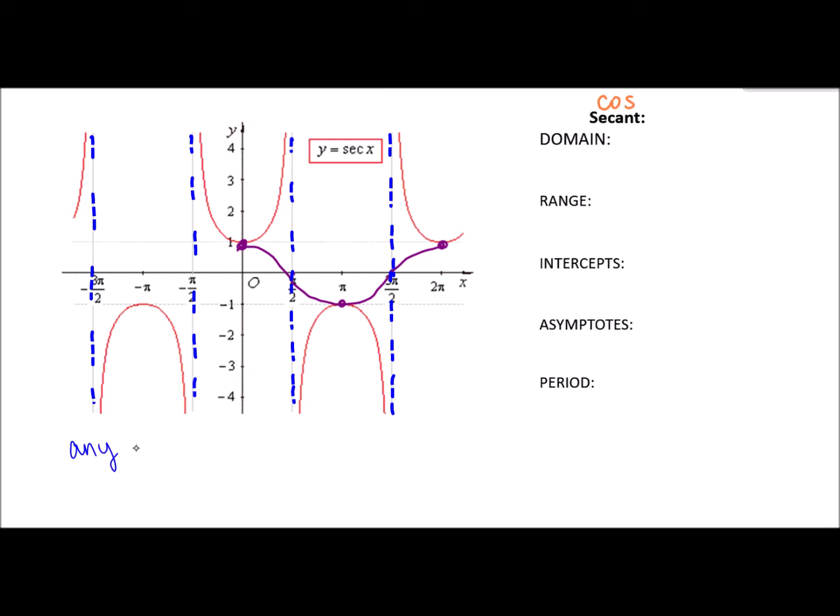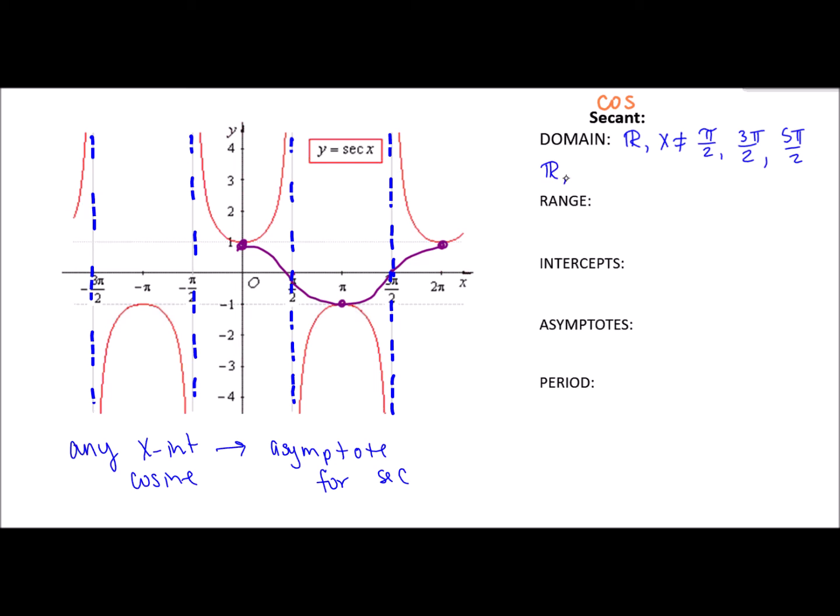Any x-intercept becomes an asymptote. This is for cosine. It becomes an asymptote for secant. Right? That means the domain is all real numbers except x is not equal to pi halves, 3 pi halves, and if you continue on, 5 pi halves, and also the negatives.